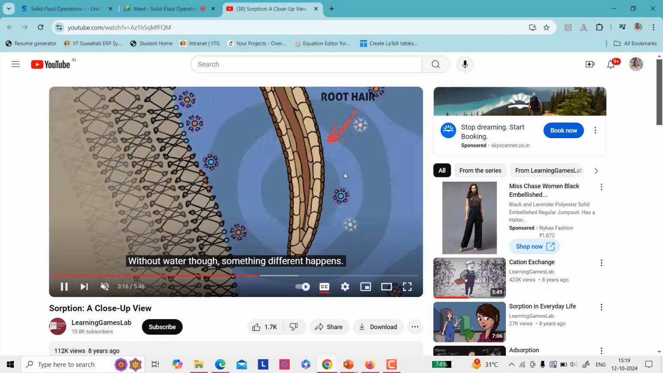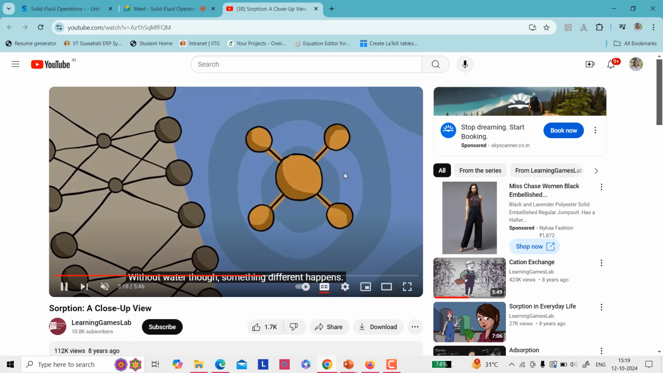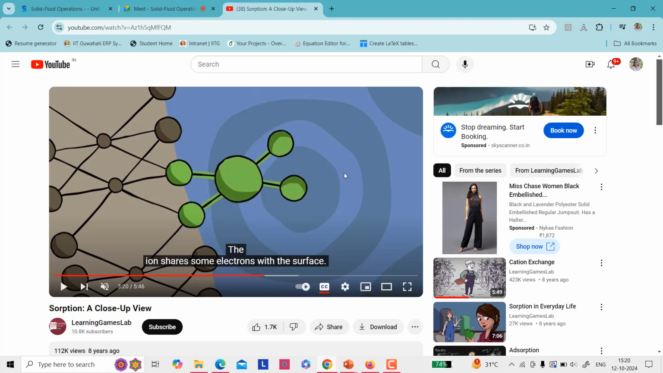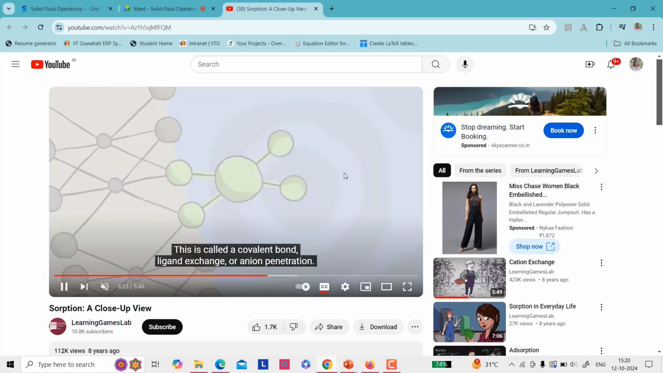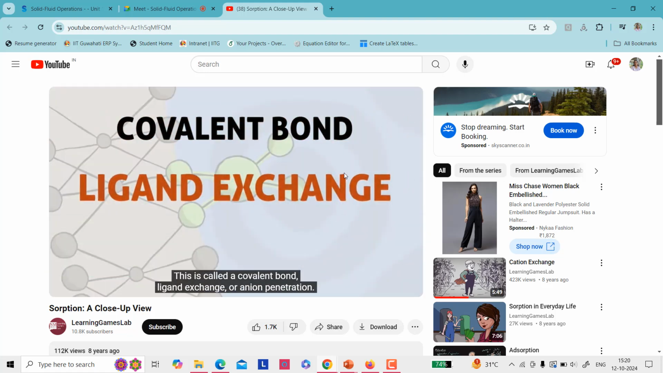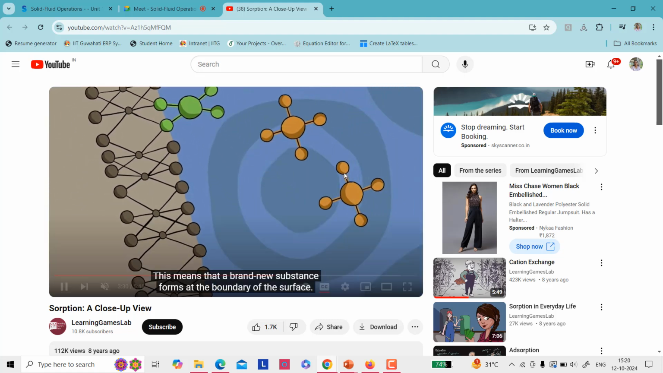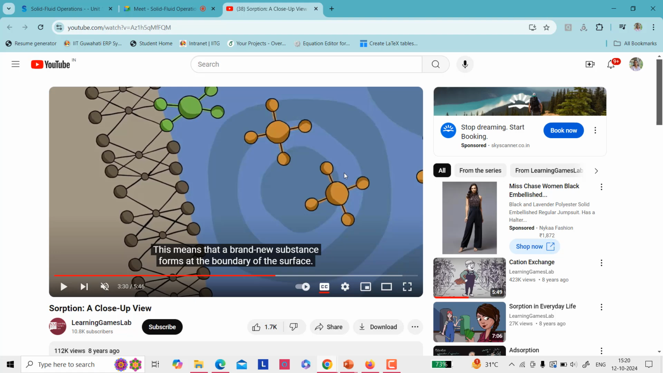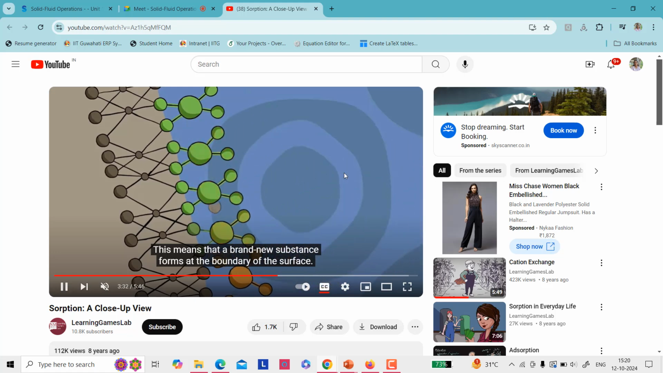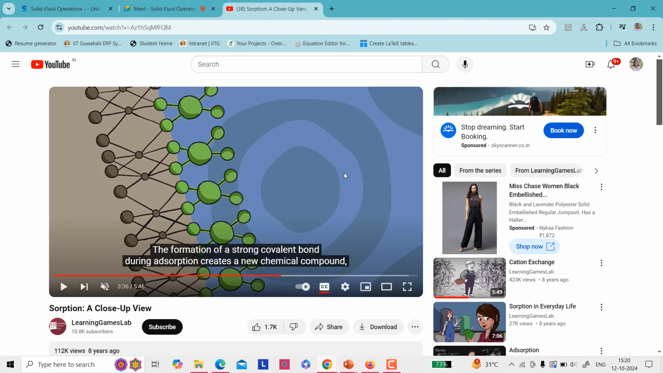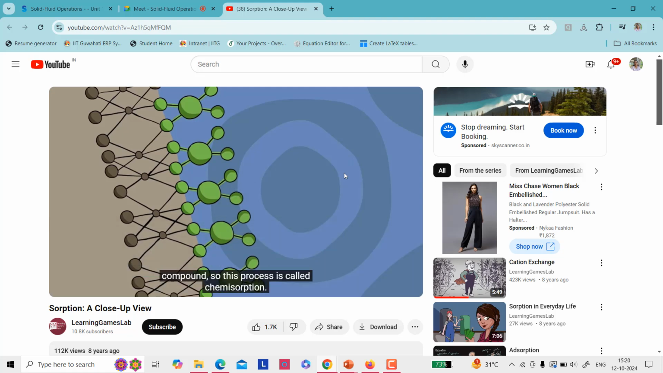Without water, though, something different happens. The ion shares some electrons with the surface like this. This is called the covalent bond, ligand exchange or anion penetration. This means that a brand new substance forms at the boundary of the surface. The formation of a strong covalent bond during adsorption creates a new chemical compound. So this process is called chemisorption.